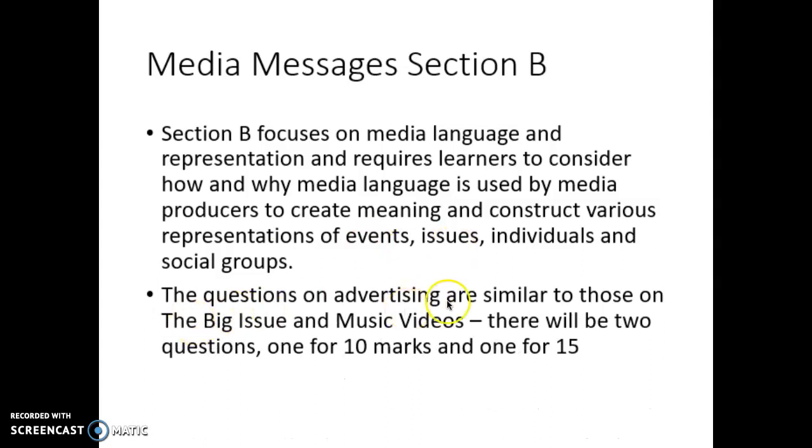So the questions are on advertising, and they are similar in style to those of the Big Issue and music videos, which you should be familiar with. There are two questions available, 10 marks and 15 marks. It's 25 marks altogether for this section, which equates to 35% of the entire paper.